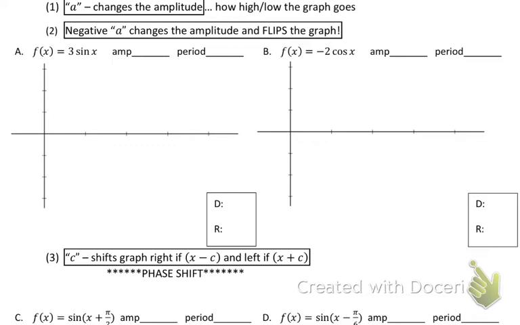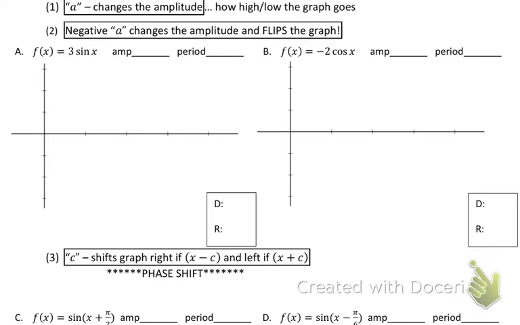Okay. We're going to talk about the letter A and the letter C from there. A is that number that goes out front. You have it attached to your sine as that multiplication. That is in charge of your amplitude. It can also flip your graph if it's negative. So it changes your amplitude, and it can flip your graph if it's negative.